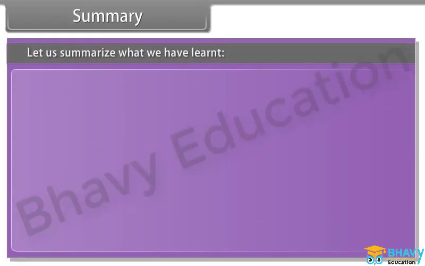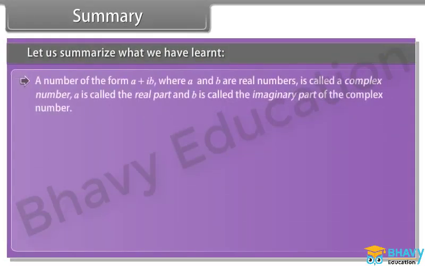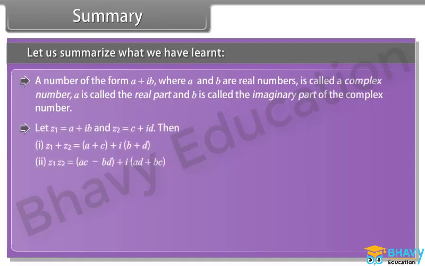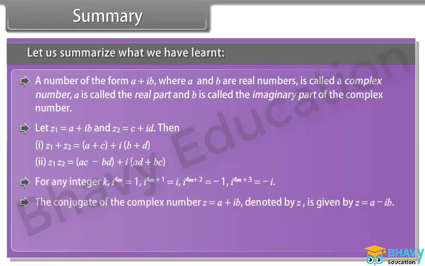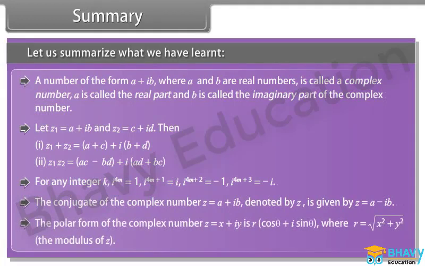Summary. Let us summarize what we have learned. A number of the form a plus iota b, where a and b are real numbers, is called a complex number. a is called the real part and b is called the imaginary part of the complex number. The conjugate of the complex number z is denoted by z bar. The polar form of the complex number is given as well.